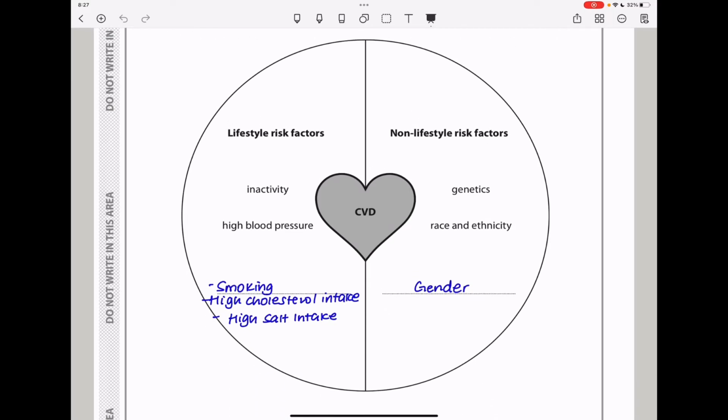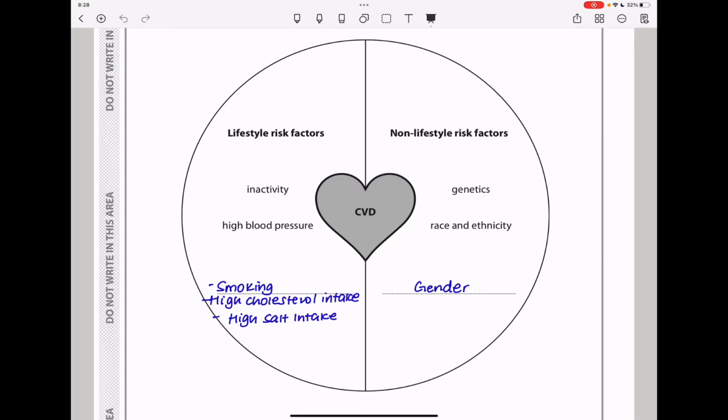If we look at lifestyle risk factors, there is smoking. Of course, they've given us inactivity, they've given us high blood pressure. I included smoking. If somebody has high cholesterol intake or high salt intake, all this can be lifestyle risk factors. These depend on how your lifestyle is.